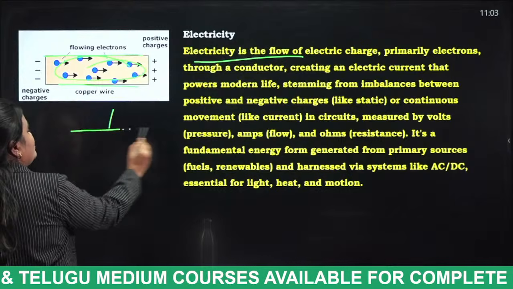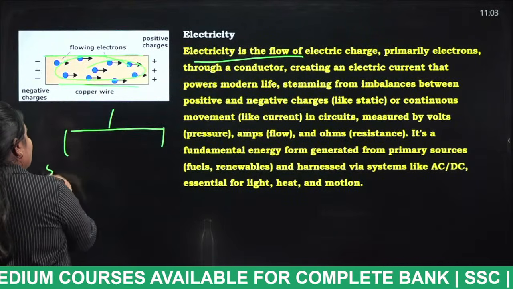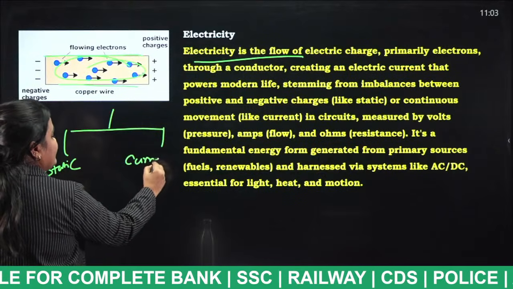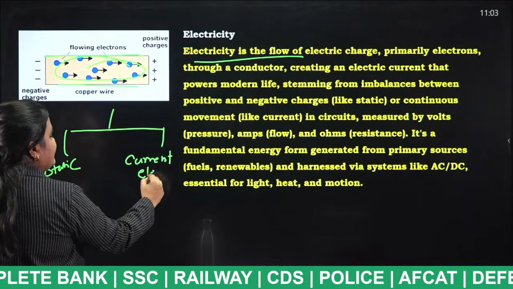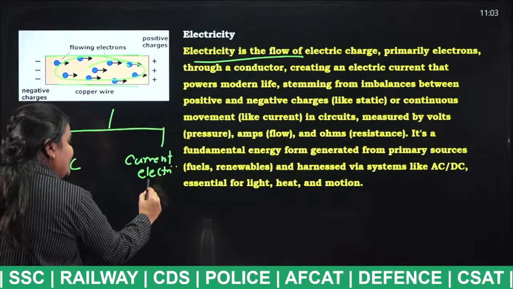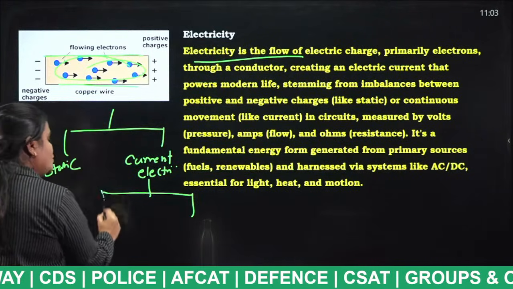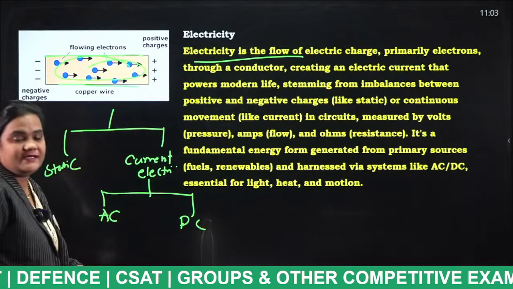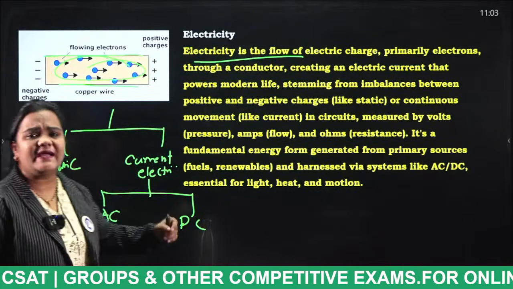In general, we have two types of electricity. What are the two types of electricity, students? Static electricity and the next is current electricity. Static electricity and current electricity, and current electricity has two more types: alternating current and direct current, AC current and DC current.